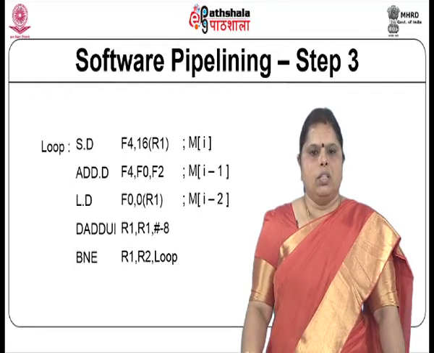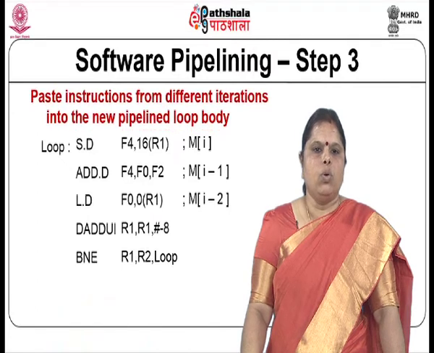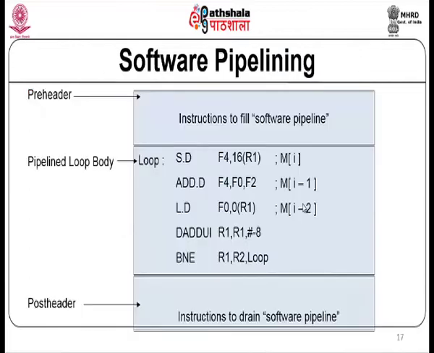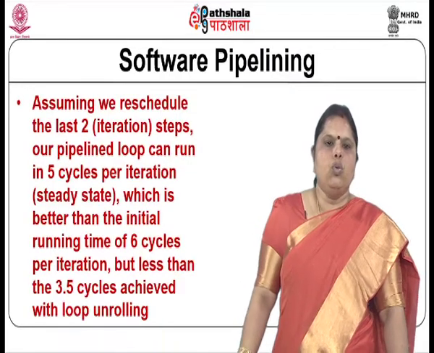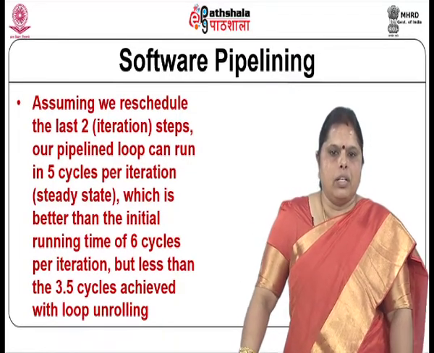So, we are showing it this way. You paste instructions from different iterations into the newly pipelined loop body. This has been illustrated here. The initial instructions to fill the software pipeline are called your preheader, preamble, or prologue, and the later instructions after the entire kernel is executed a number of times are your postheader, postamble, or epilogue.